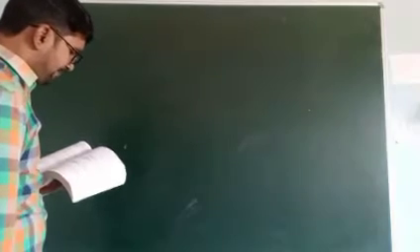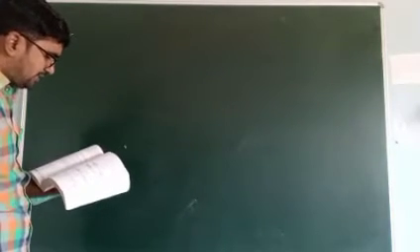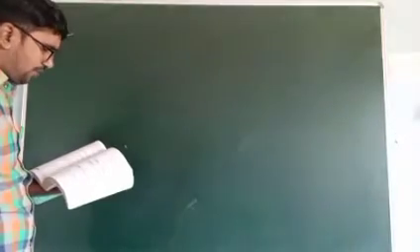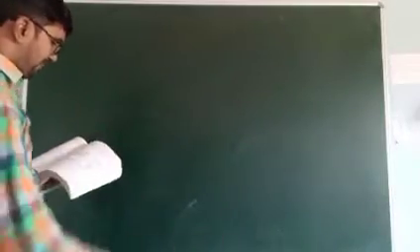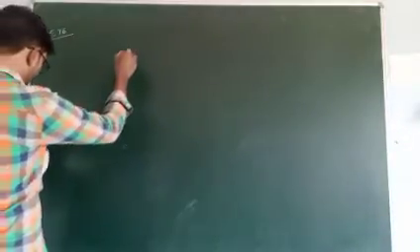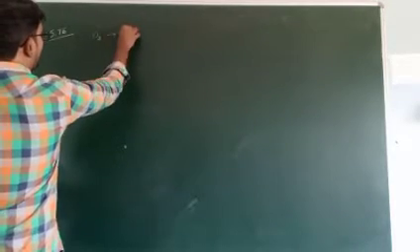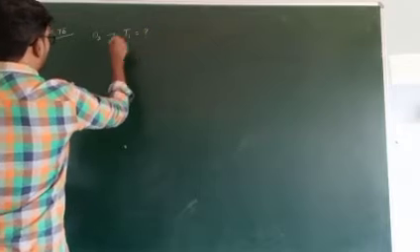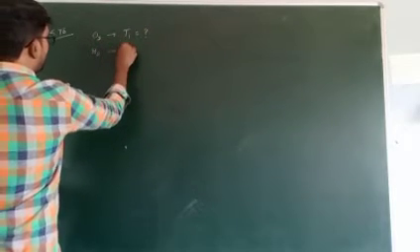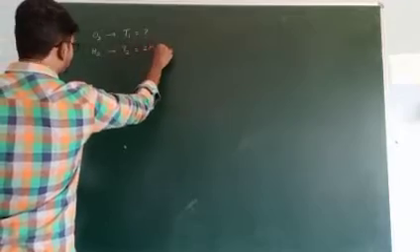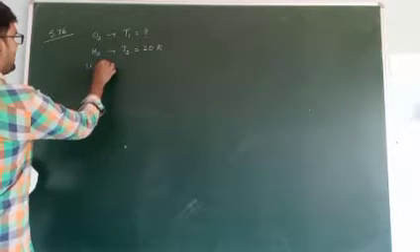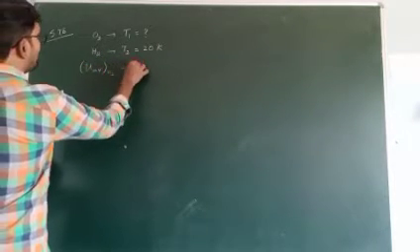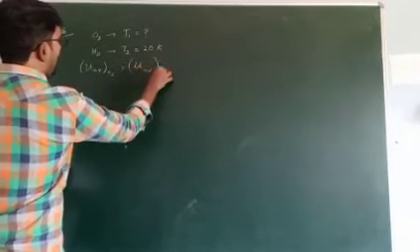Next, 5.76. Calculate the temperature at which the average velocity of oxygen equals that of hydrogen at 20 Kelvin. For oxygen, we have to calculate the temperature. This is taken as question mark. For hydrogen, this temperature T2 is equal to 20 Kelvin, given. For this one, average velocities are the same. U average of oxygen is equal to U average of hydrogen.